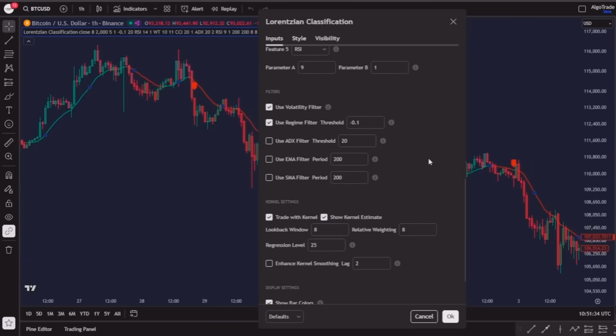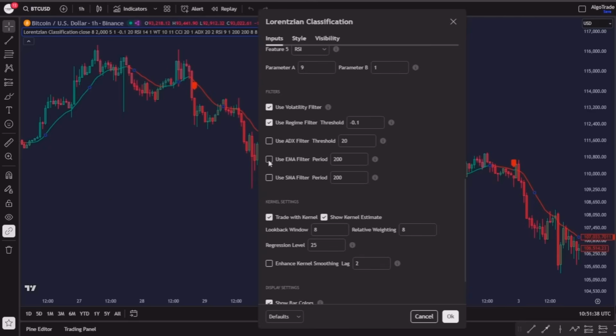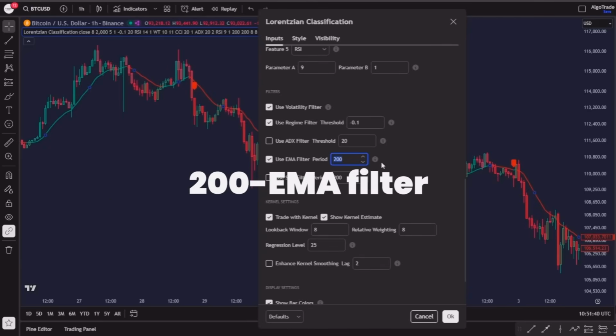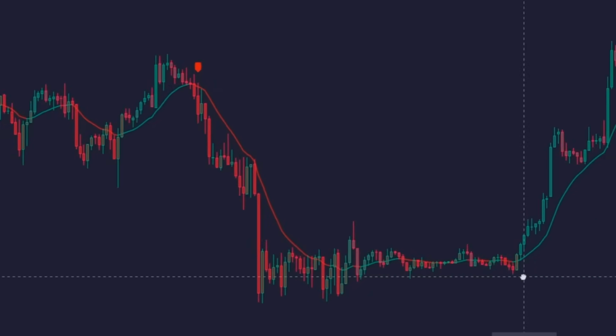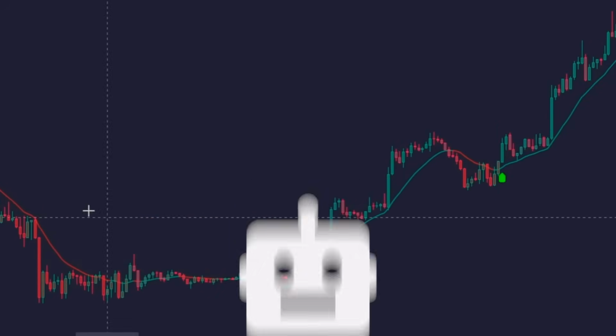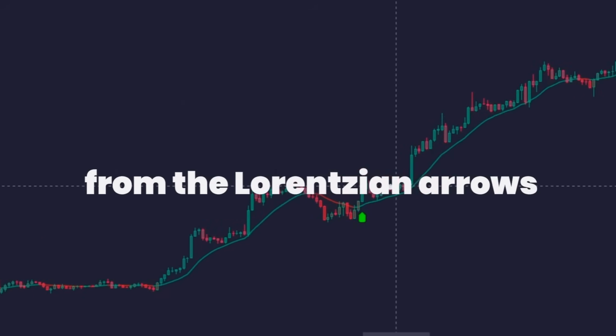Regarding the indicator settings, you can see that it has a lot of things you can play with. But for this test, I'm not changing any of that. The only thing I'm going to enable is the 200 EMA filter. So we only take longs above the 200 EMA and shorts below it. This single feature removes most of the low quality trades and turns the indicator into something much more stable. With that filter in place, we now have a clean and objective rule set for the bot, and the entries come directly from the Lorentzian arrows.